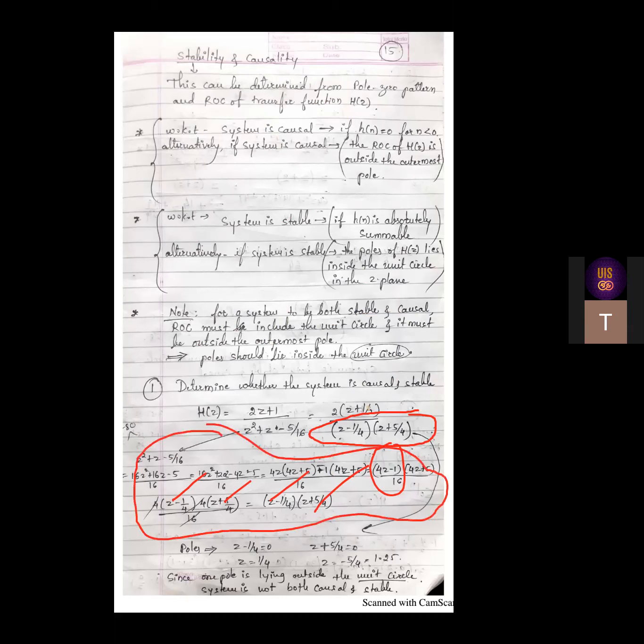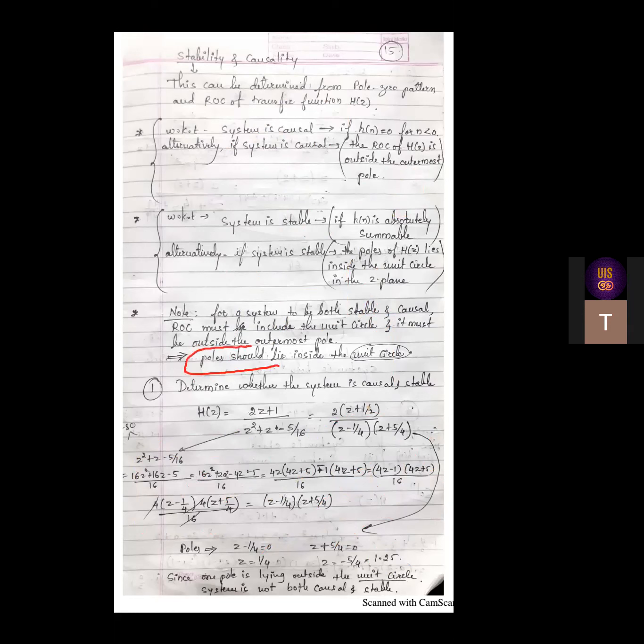Now the important thing is we need to have the poles. So how to get the poles? You equate the denominator to 0. This is your first factor. Equate it to 0, z will be equal to 1 by 4. Similarly, the second factor, z plus 5 by 4 equal to 0, z is equal to minus 5 by 4. Minus 5 by 4 is 1.25. Now, why have I written it in 1.25 form, why not in ratio form? Just to make you understand the value of that pole: it is greater than 1. The condition is poles should lie inside the unit circle.